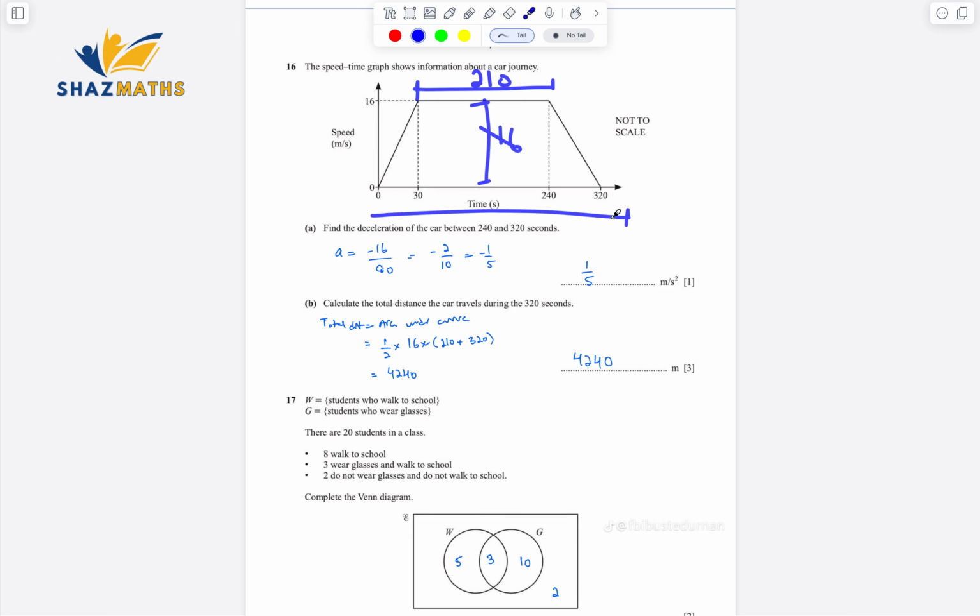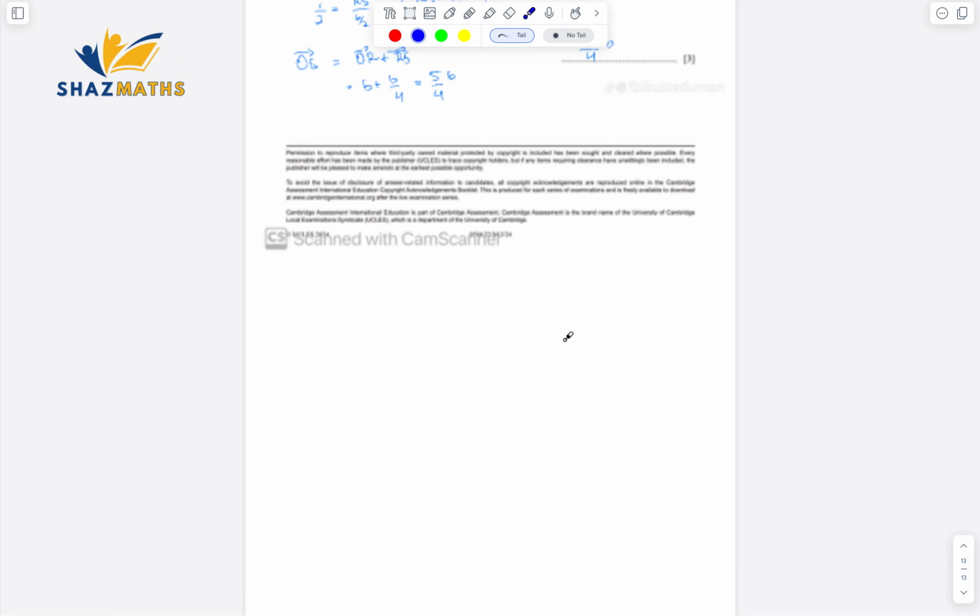Let's go ahead. Okay, W, students who walk to the school. G, who wear glasses. Okay, there are 20 students in the class. 8 walk to the school. 3 wear glasses and walk to the school. Okay, 2 do not wear glasses and do not walk to school. Complete the Venn diagram. Alrighty.